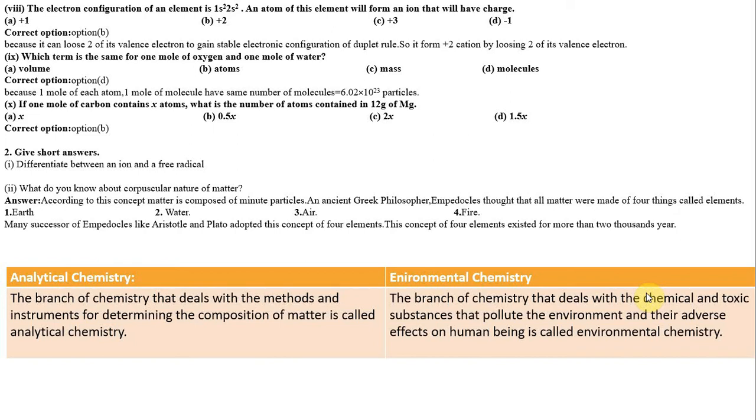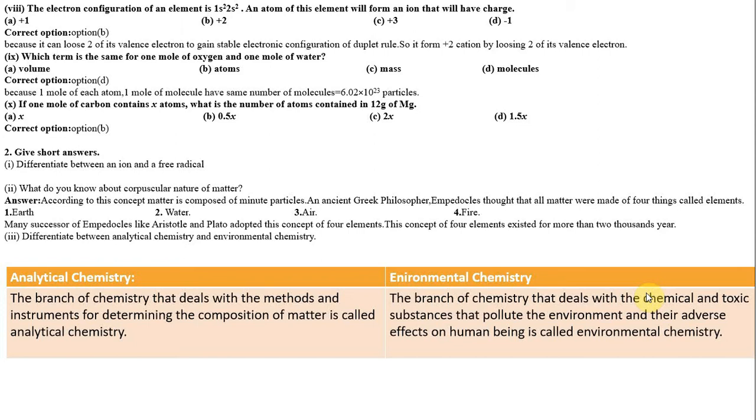That is a long period. Now number 3. Differentiate between analytical chemistry and environmental chemistry. The difference between these two branches of chemistry is shown in the form of a table. First analytical chemistry and then environmental chemistry.